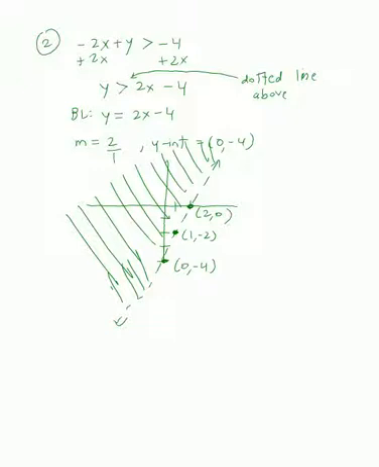Alright, let's try another one. This one, you'll see the subtlety, the little difference here. We're going to do negative 2x minus y is greater than or equal to negative 3. Again, first thing I'm going to do is isolate y to put in slope-intercept form. So I start by adding 2x to both sides. I get negative y is greater than or equal to 2x minus 3.